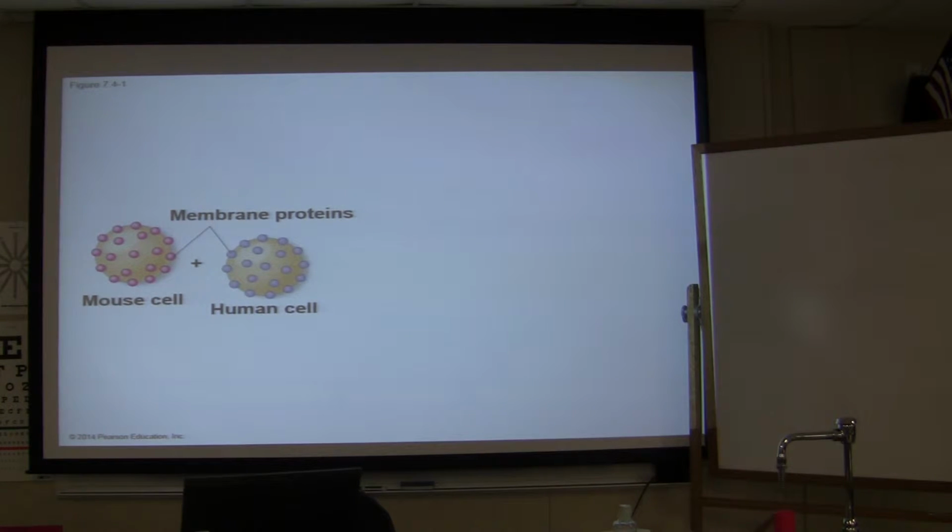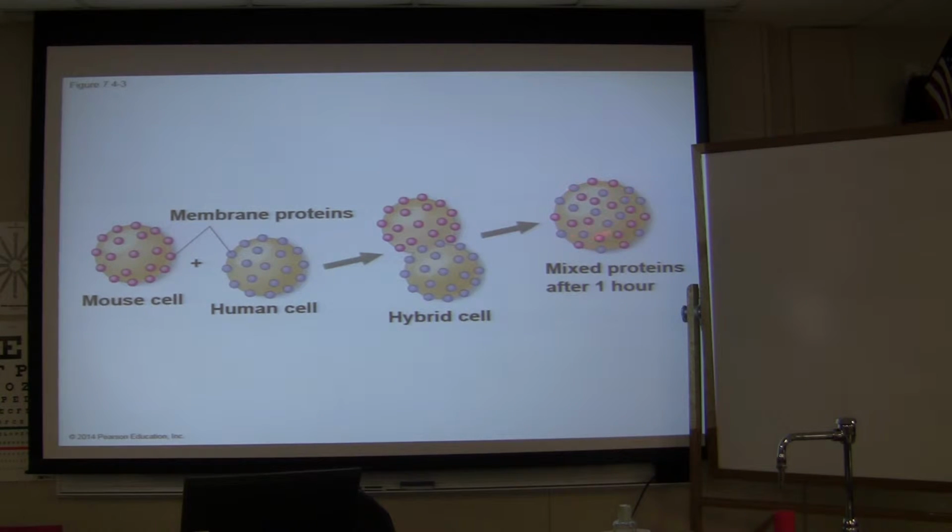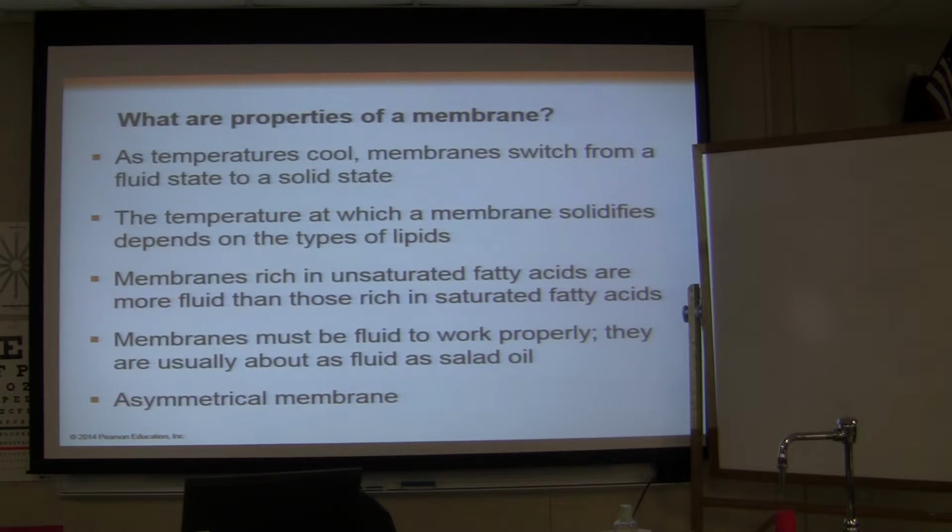How do they know the protein molecules and all that move? They took two cells, a mouse cell and a human cell, and they put the membrane protein molecules together, they fused together into a hybrid cell. So they knew by some experiments that those protein molecules move around.